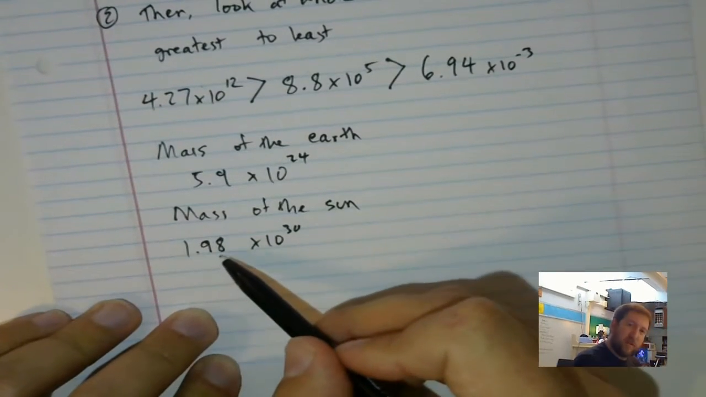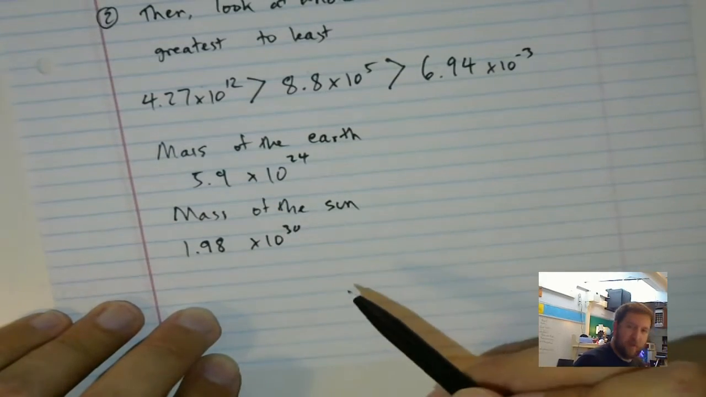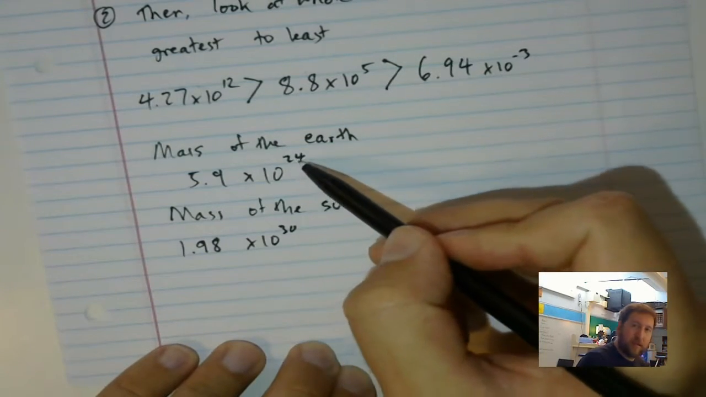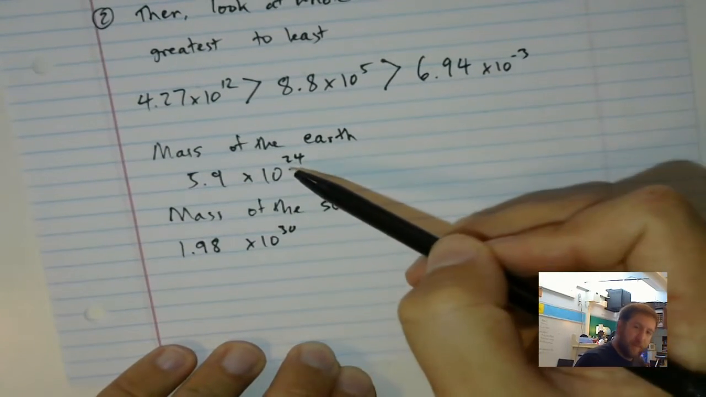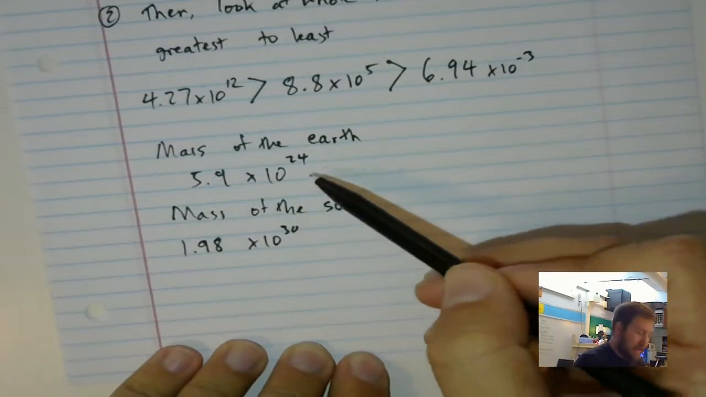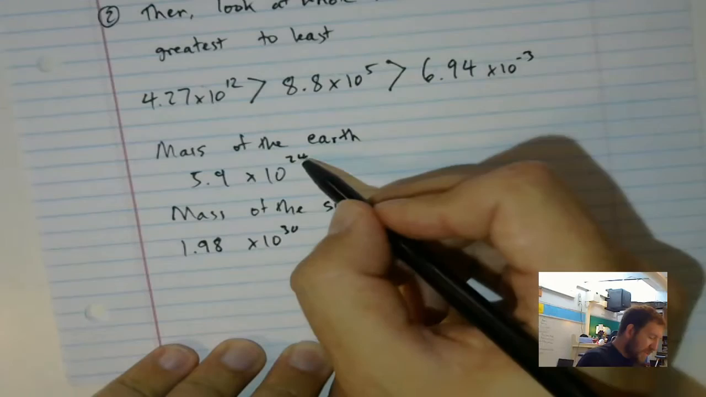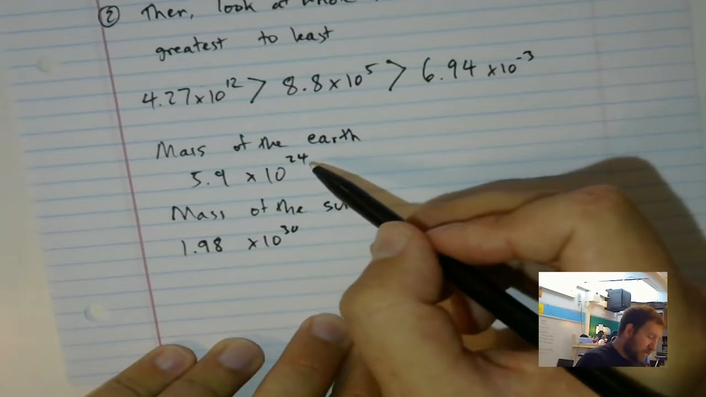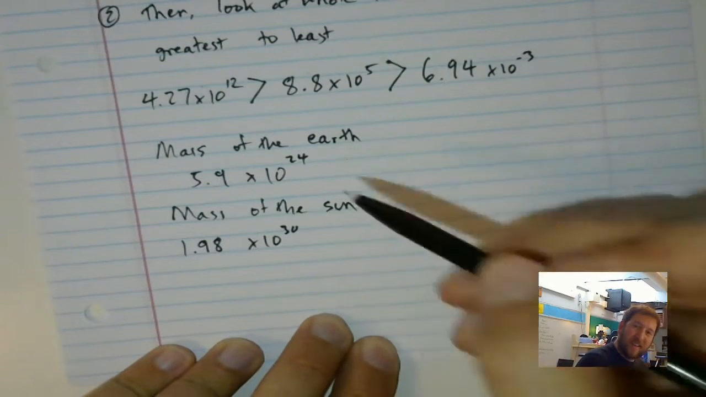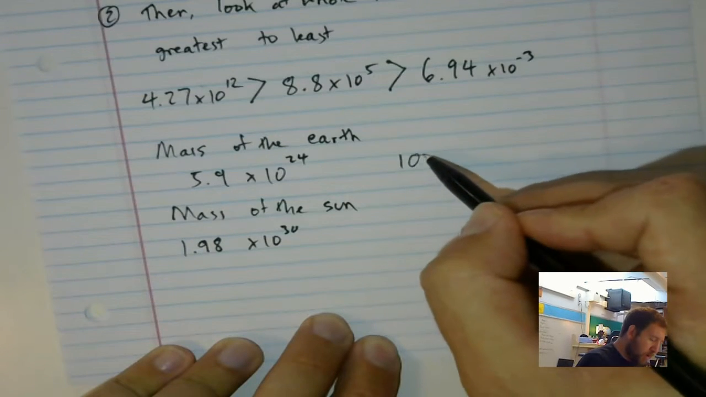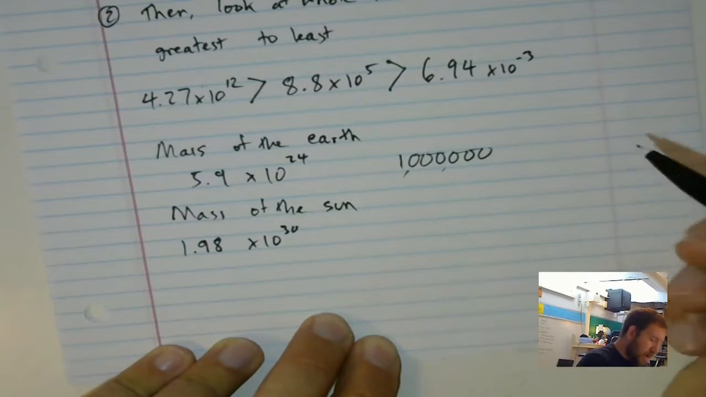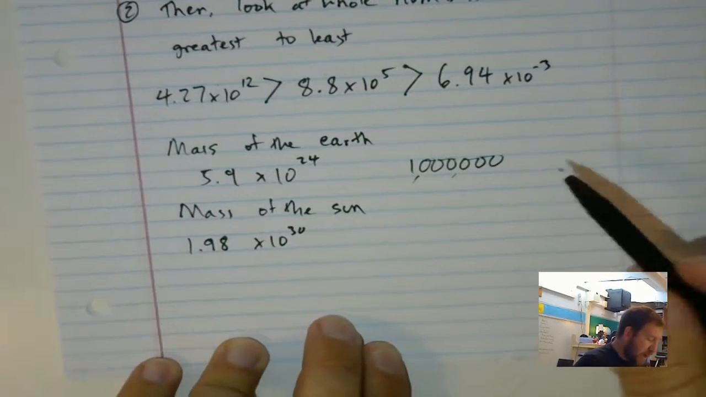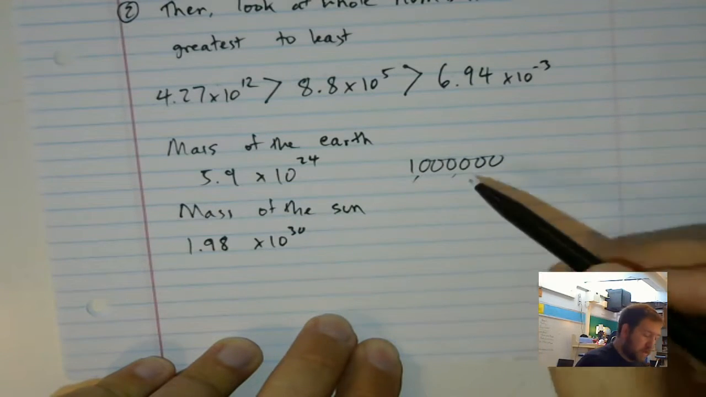Oh, does that mean the Sun is smaller because it's 1.98 compared to 5.9? Of course not. Look, this is 10 to the 30th. This is 10 to the 24th. The Sun isn't like twice as big. It's not 10 times as big. It's 6 orders of magnitude larger, which means that I would have to take the mass of the Earth and times it by a 10 with 6 zeros after it. So 1, 2, 3, 4, 5, 6. The Sun is at least 1 million times larger than the Earth.